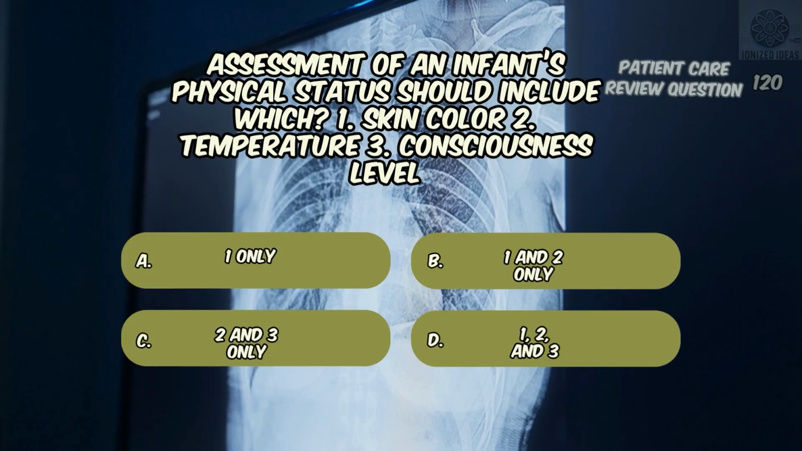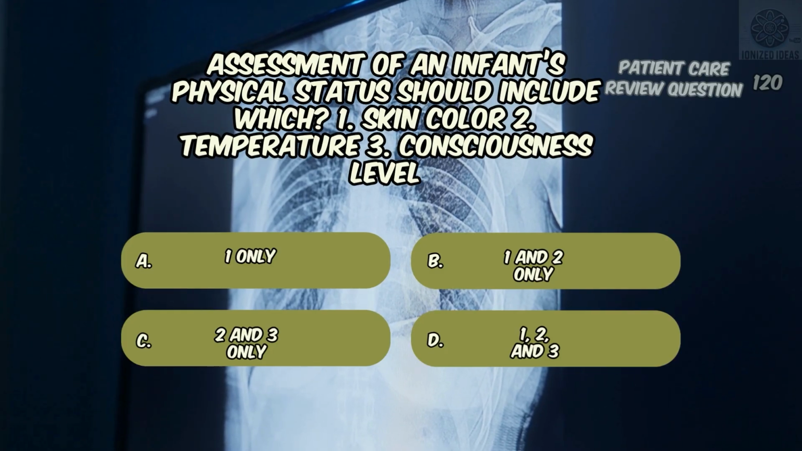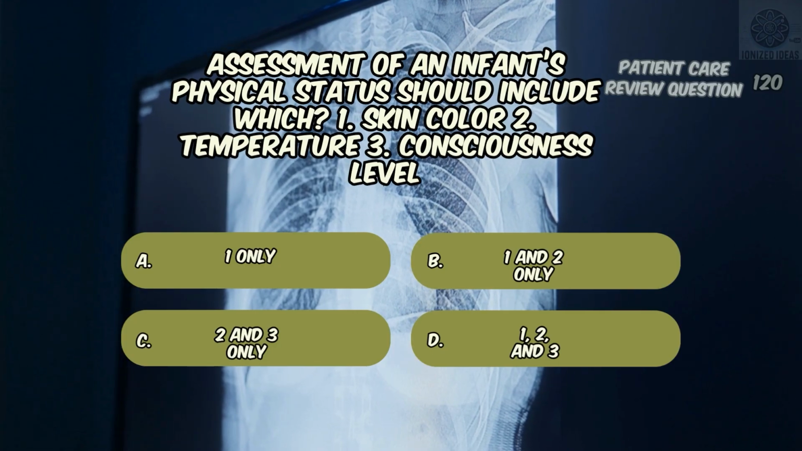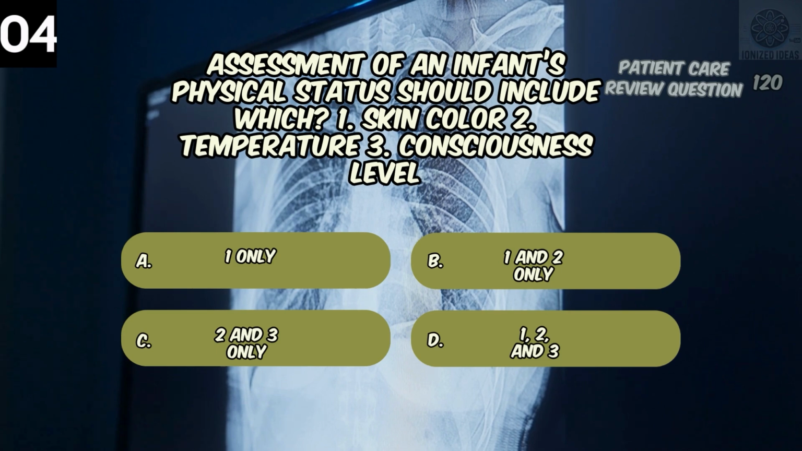Assessment of an infant's physical status should include which? 1. Skin color. 2. Temperature. 3. Consciousness level. A. 1 only. B. 1 and 2 only. C. 2 and 3 only. D. 1, 2, and 3.